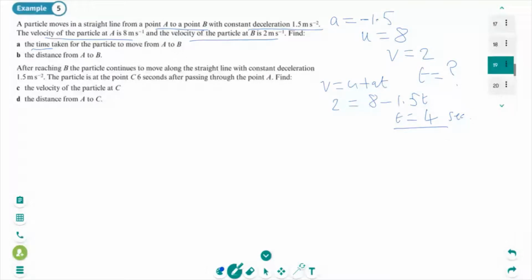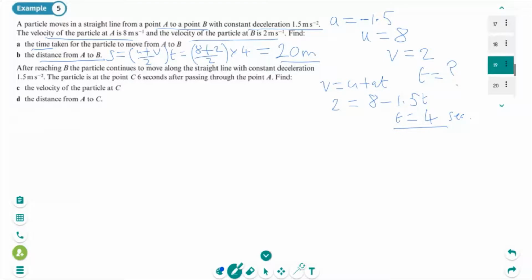Part B, also straightforward. It wants the distance from A to B, so it wants the formula for S. You just plug in the numbers: S equals U plus V over 2, times T. So it's 8 plus 2, divided by 2, times the time, which is 4. That is equal to 20 meters. So the first part is straightforward, just like the first example.